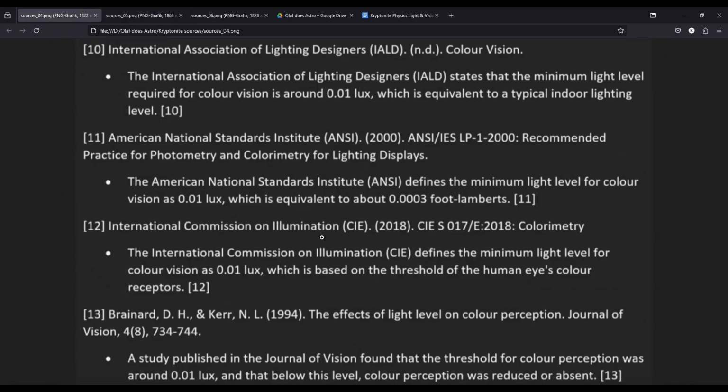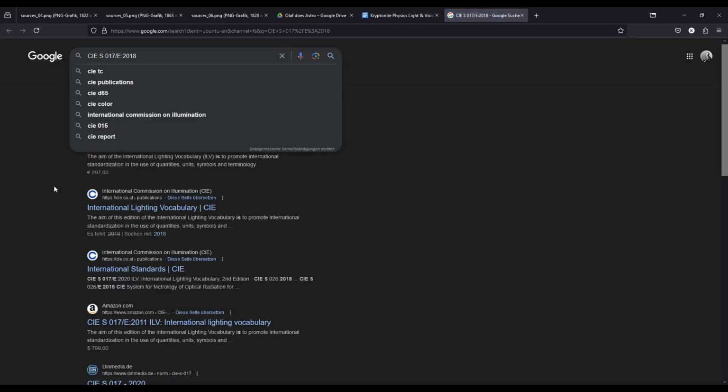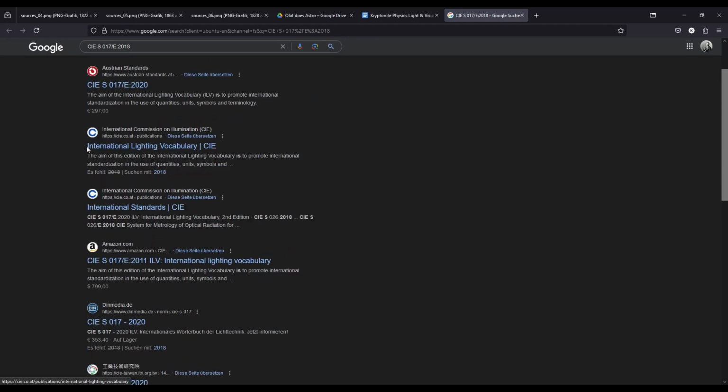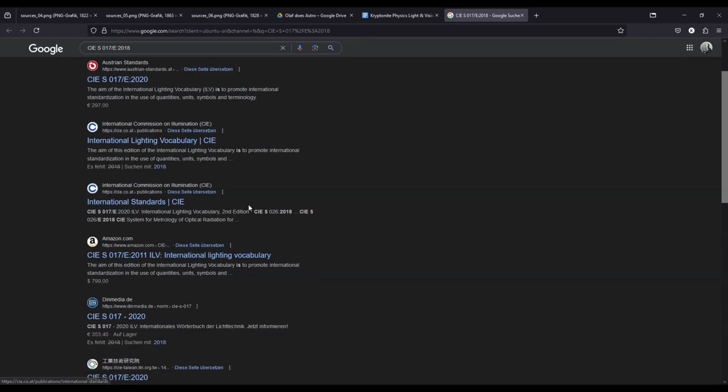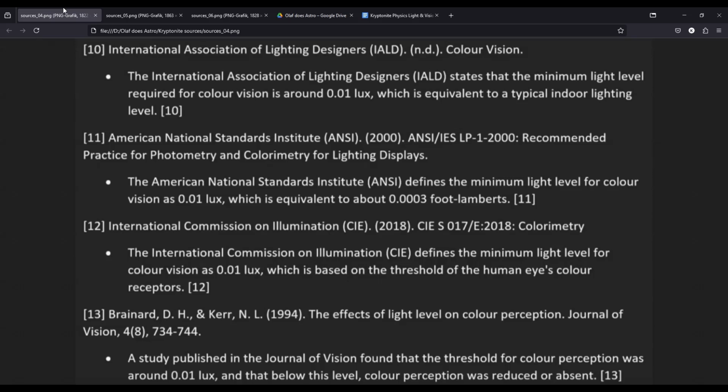12, the International Commission on Illumination, colorimetry. This is a CIE number. When you have a look, this doesn't exist. I tried looking for it on the CIE website itself. Couldn't find anything. I took a look at Google, couldn't find anything with that exact title. Again, if you find something, let me know. Other than that, it doesn't exist. And the last thing, the effects of lighting level on color perception, the Journal of Vision. The last thing here, 13.